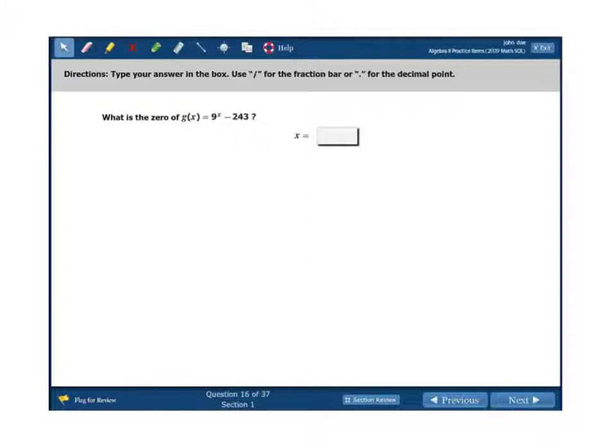What is a 0 of g of x equals 9 to the x minus 243? Well, meaning what would equal 0? The g of x part would. So I'm going to set this equal to 0, and I'm going to solve it. I'm going to add 243 to both sides.